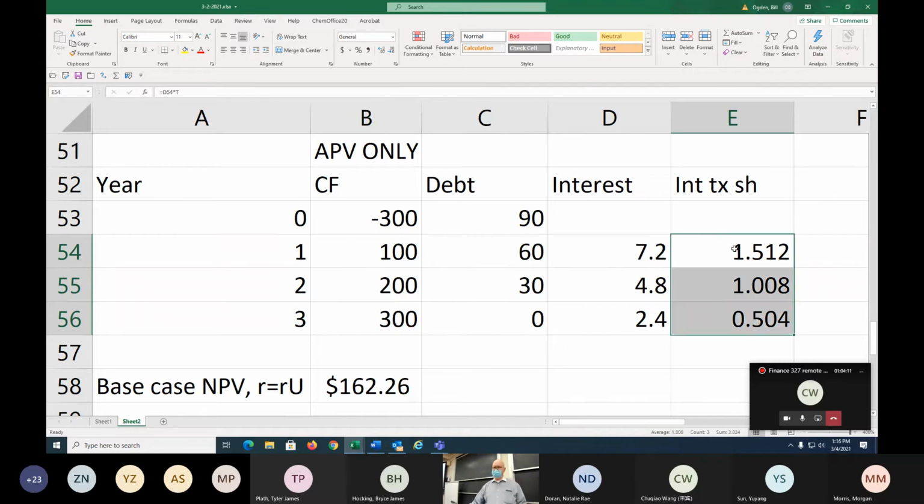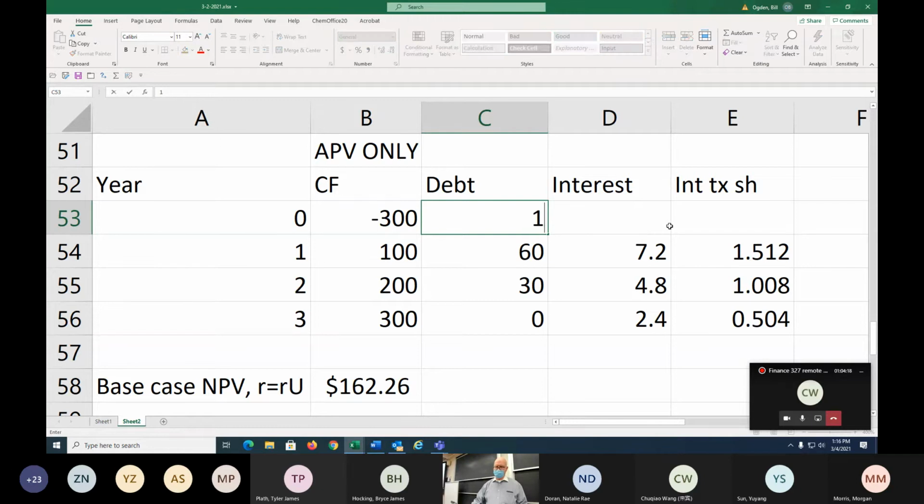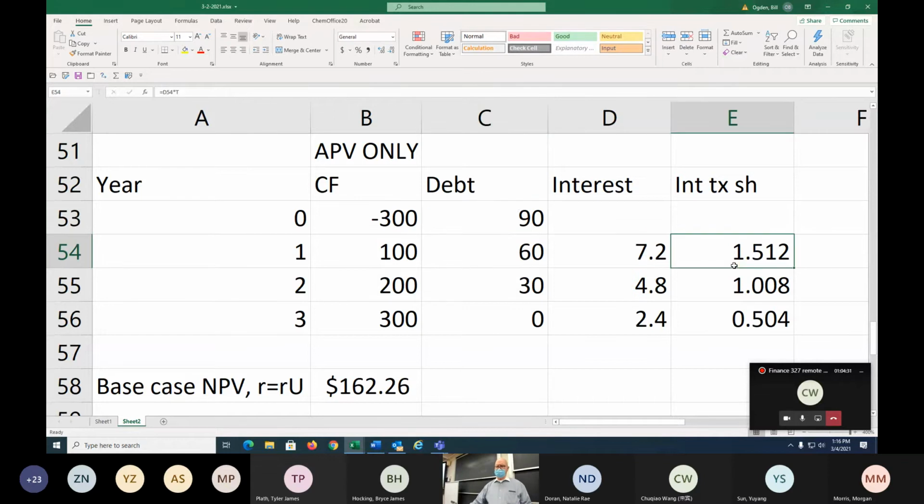What would it take to change these tax shields? You have to change the debt, don't you? So say I did 100. Okay, now these tax shields just changed, didn't they? Bring it back to 90. Okay, so in other words, these tax shields are directly related to the debt. So whatever is the cost of debt is the right discount rate for the tax shields.